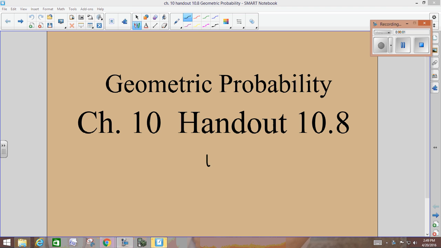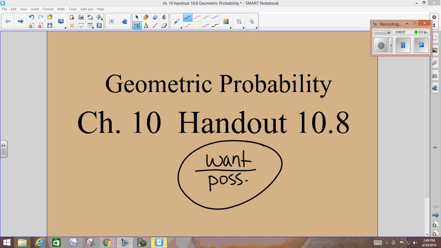Probability is defined by taking what you want over your total possibilities. So if you can remember that, what you want over the total possibilities, then you should be all right. Okay? If I wanted the probability of rolling an even number on a six-sided dice, what would be my probability? What's the probability of rolling an even number on a dice?